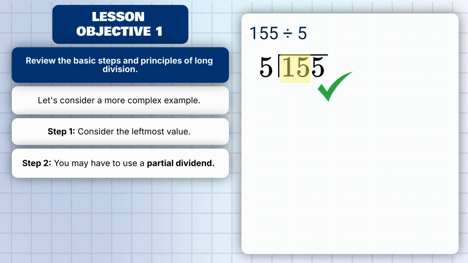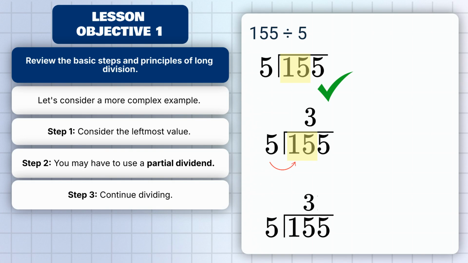This is because 5 does go into 15. So you must now calculate the quotient for your partial dividend by doing 15 divided by 5. This is equal to 3. So we can now write 3 above the line. Now that we have dealt with our partial dividend, we have to look at what is left over. At the moment, we still have 5 to deal with. Helpfully, 5 does go into 5 once. So 5 divided by 5 is equal to 1. This means that we can write a 1 to the right of the 3 up above. So overall, we have figured out that 155 divided by 5 is equal to 31 using long division.